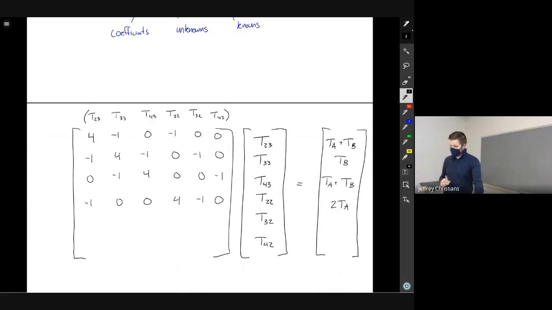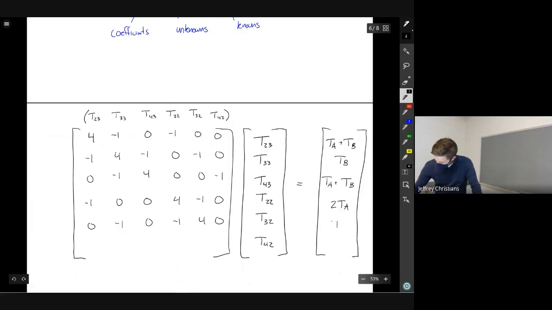For our T22 equation: 0, negative 1, 0, negative 1, 4, 0, equals TA. For our T32 equation: 0, 0, negative 1, 0, negative 1, 4, equals 2 TA.